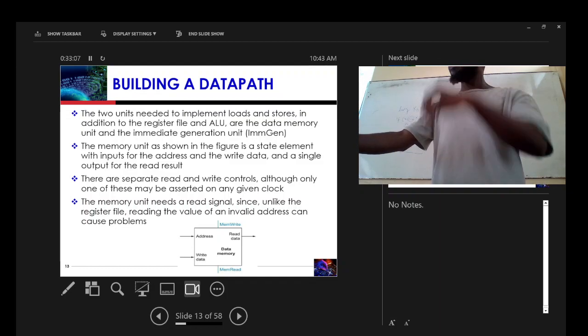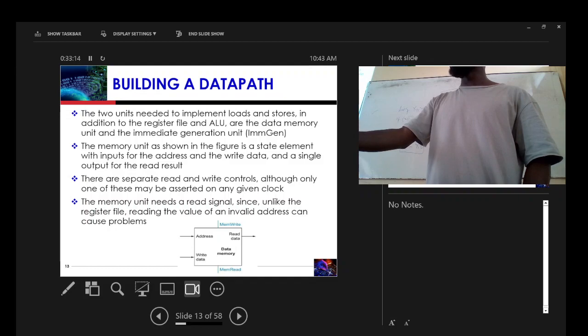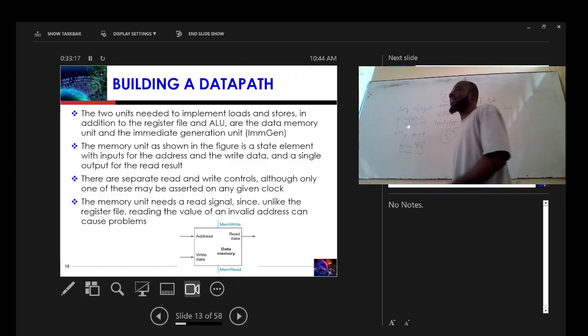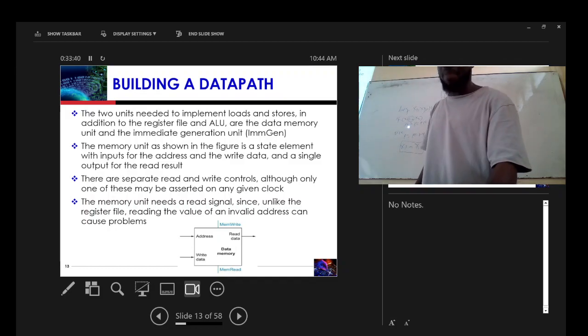Now we have the data memory, which I've already talked about. The data memory has an address. You need an address to write to the data memory, and then you need some data to write to it, that is the write data. And then it has some controls, memory write and memory read. You know what they do, right? The memory read enables the read.